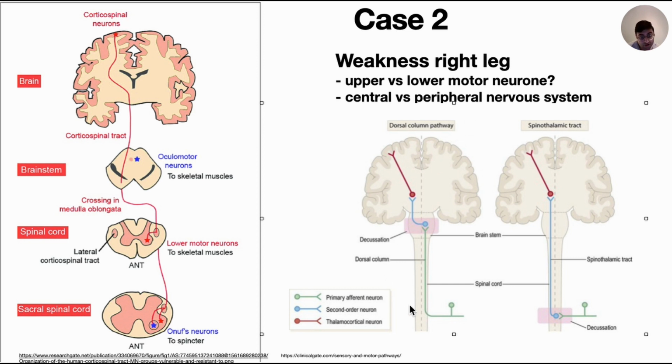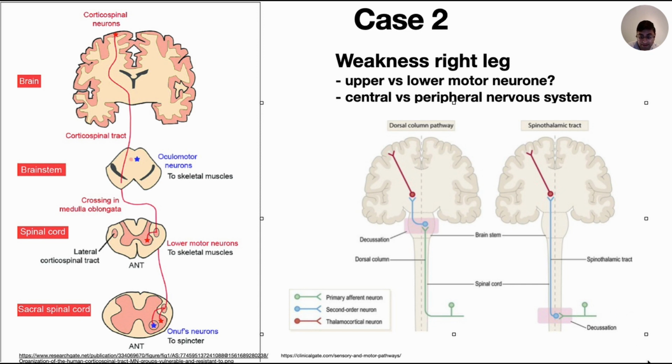So you'd get loss of joint position sense in the right leg, because it would interrupt the tracts in the right side of the cord, which includes the dorsal column pathways carrying proprioceptive sensation from the right leg. However, a lesion on the right side of the cord would interrupt the pain and temperature pathway, i.e. the spinothalamic pathway, carrying information from the left side of the body.